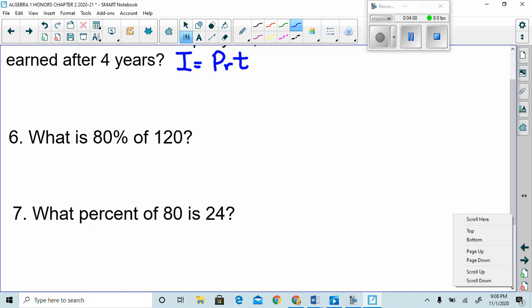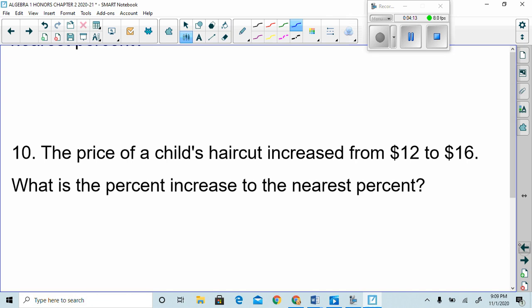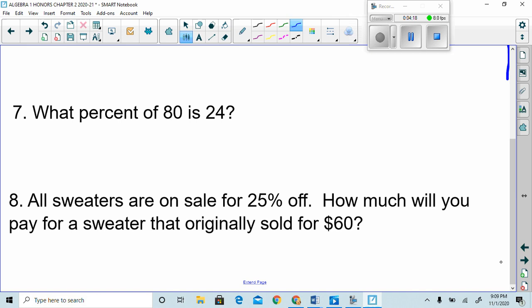Just a couple more problems. Did I skip one? Let's go back for just a second. I did skip one. Okay. All sweaters are on sale for 25% off. How much will you pay for a sweater that originally sold for $60? Again, percent application. We know that we're saving money. How much money are we saving and how much are we actually spending on that sweater? Again, you do the setup and we'll discuss it in class.